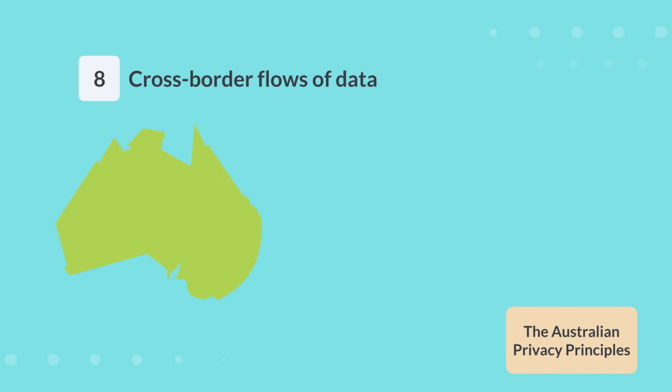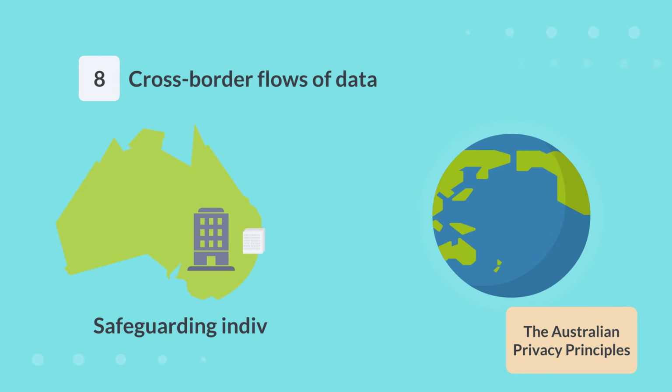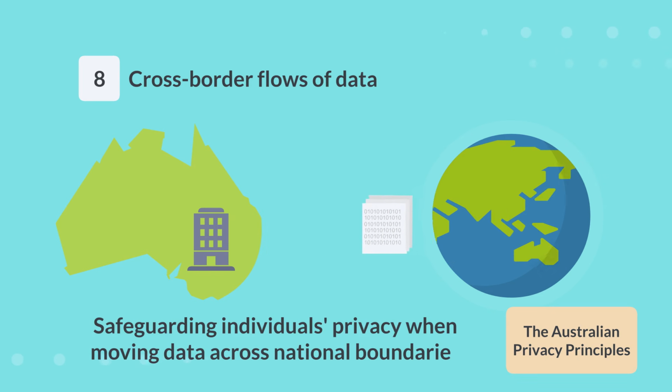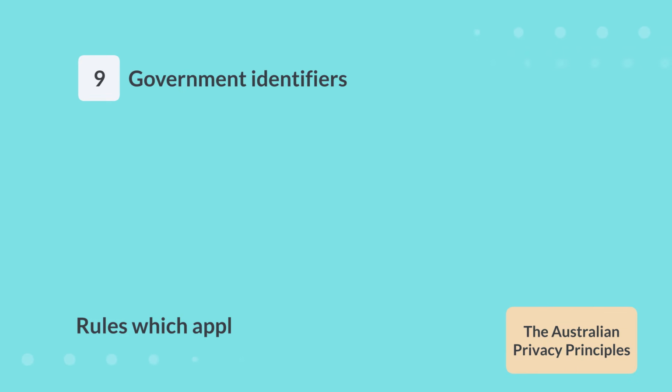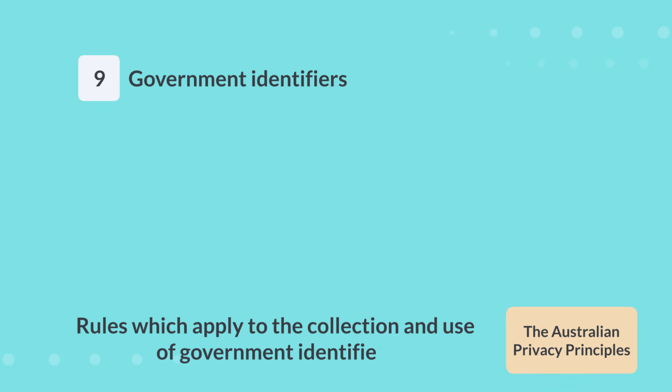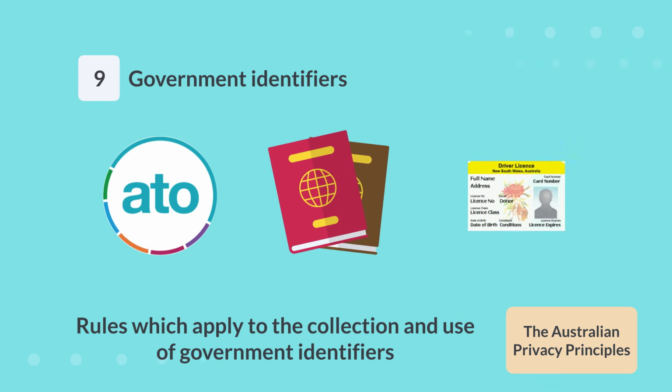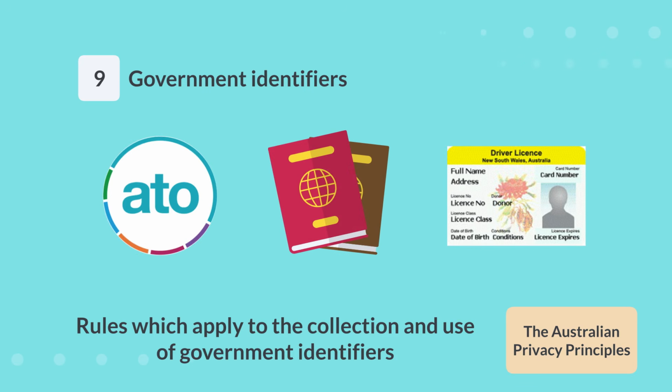Principle 8 provides guidelines for moving data across national boundaries to safeguard individuals' privacy in a foreign jurisdiction. And Principle 9 covers some rules which apply particularly to government identifiers, which include information such as tax file numbers, passport numbers, and driver's licenses.